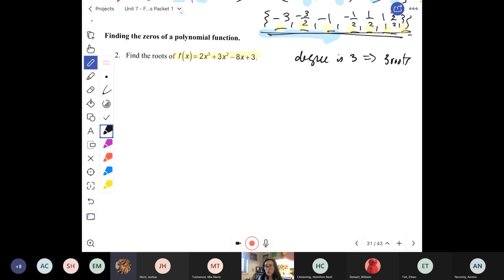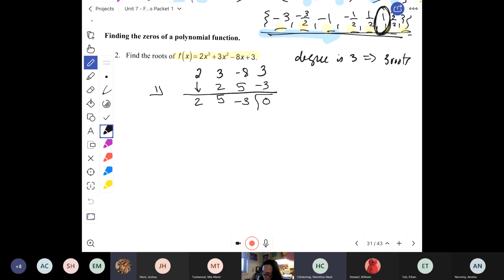Well, I don't know which one you would start with. I personally like to start with 1 because that's a nice, easy number to do synthetic division on. So I'm going to do synthetic division, and I'm going to choose for starters x equal 1. It doesn't matter what you start with. Bring the first number down, multiply, add, multiply, add, multiply, add.